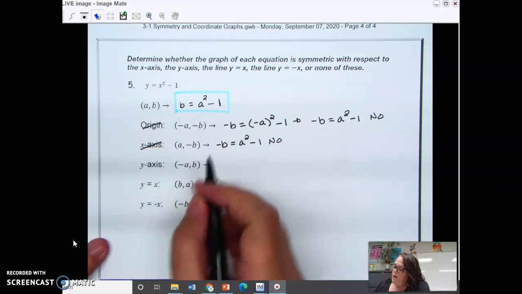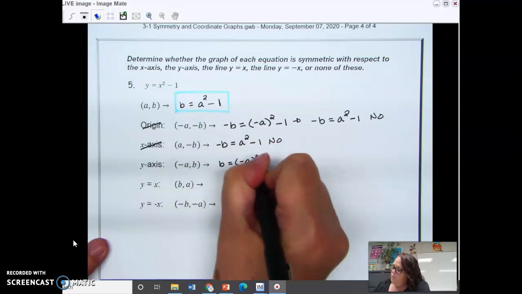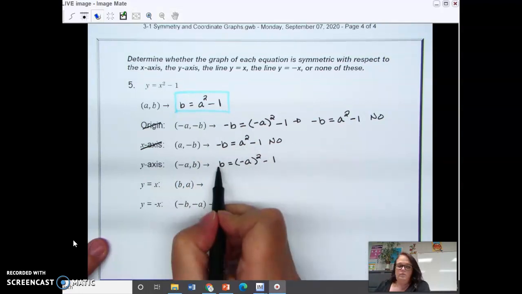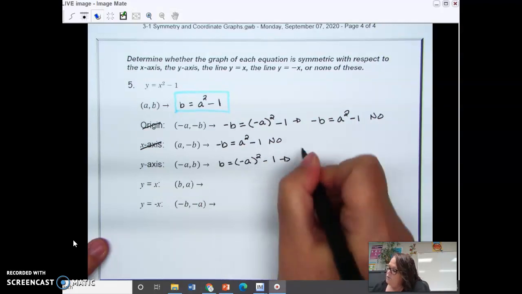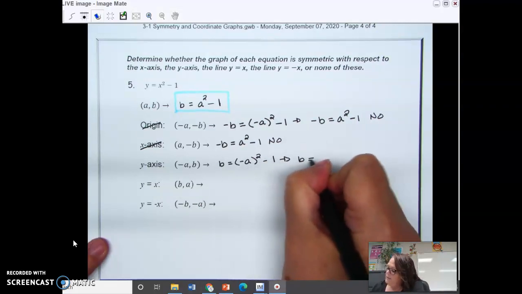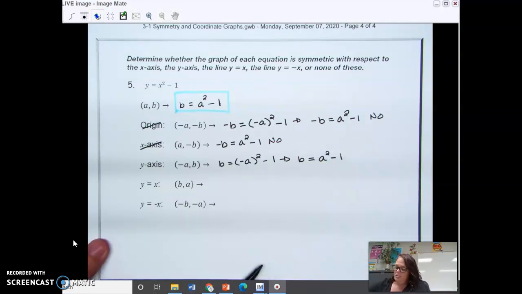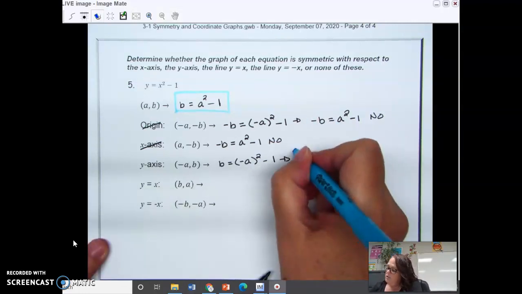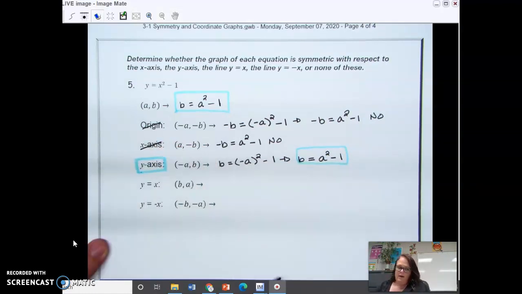So then if I try the y-axis, I've got b is equal to negative a squared minus 1, substituting b for y, and negative a for x. And we said that a negative to a second power is a positive, so b is equal to a squared minus 1. And just like that, we got it to look just like the blue equation. So we are symmetric with respect to the y-axis.